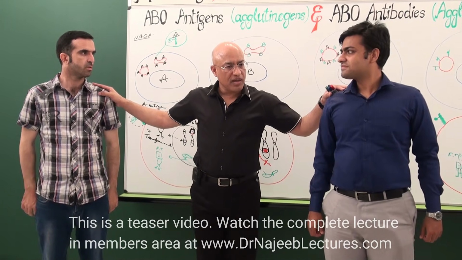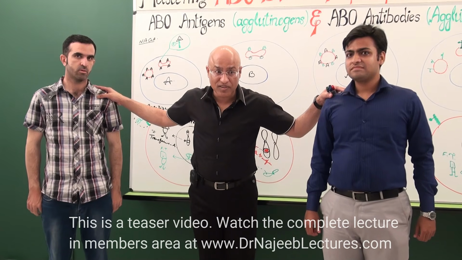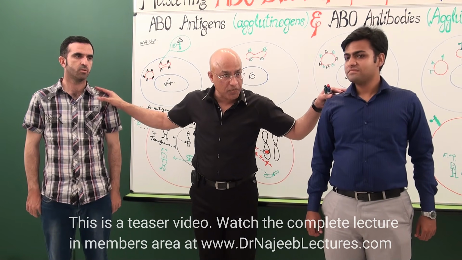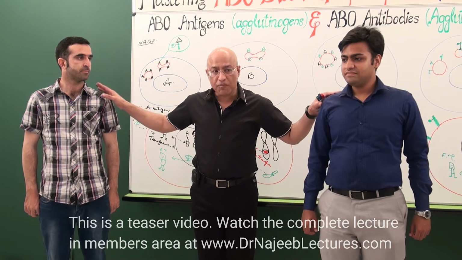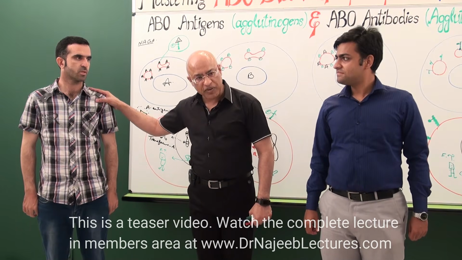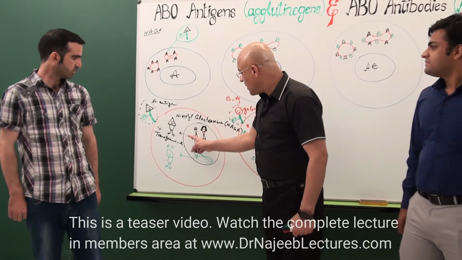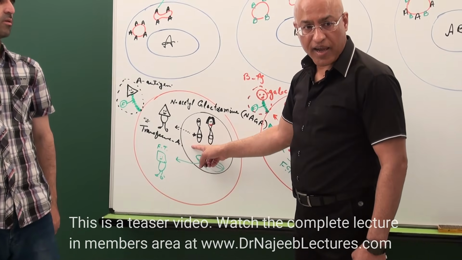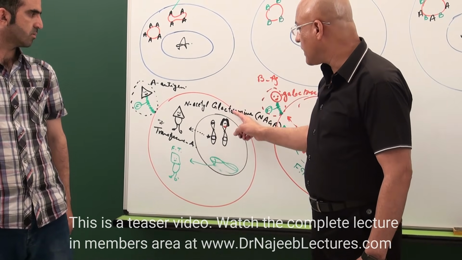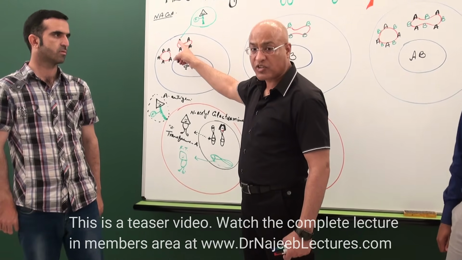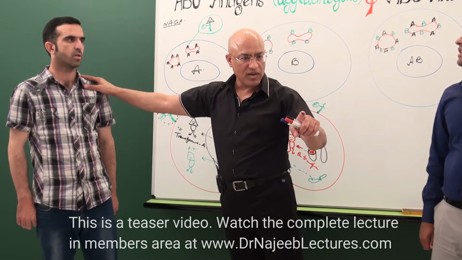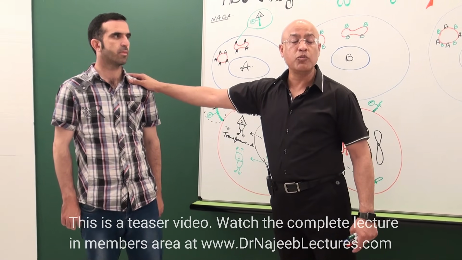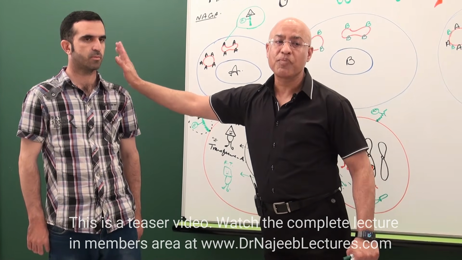Both of them on the red blood cells do make H substance. And once they have made H substance, this person produces transferase A, which transfers N-Acetyl Galactosamine to the H substance on his red blood cells, and thus it generates antigen A. And that is why his blood group is called blood group A.